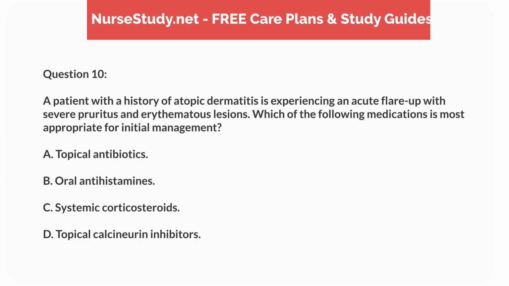Question 10. A patient with a history of atopic dermatitis is experiencing an acute flare-up with severe pruritus and erythematous lesions. Which of the following medications is most appropriate for initial management? A. Topical antibiotics. B. Oral antihistamines. C. Systemic corticosteroids. D. Topical calcineurin inhibitors.